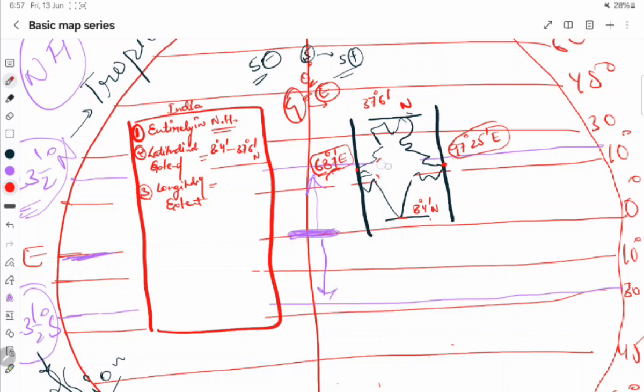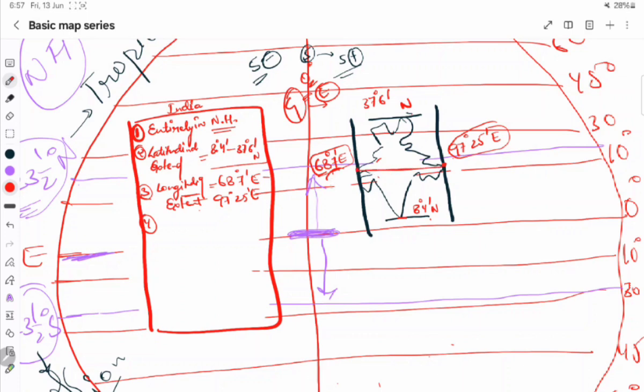Now we know the longitude and latitudinal extents. Let me write this information in the chat box. The longitudinal extent is 68 degrees 7 minutes east to 97 degrees 25 minutes east. We are going to have the fourth piece of information, these extents.